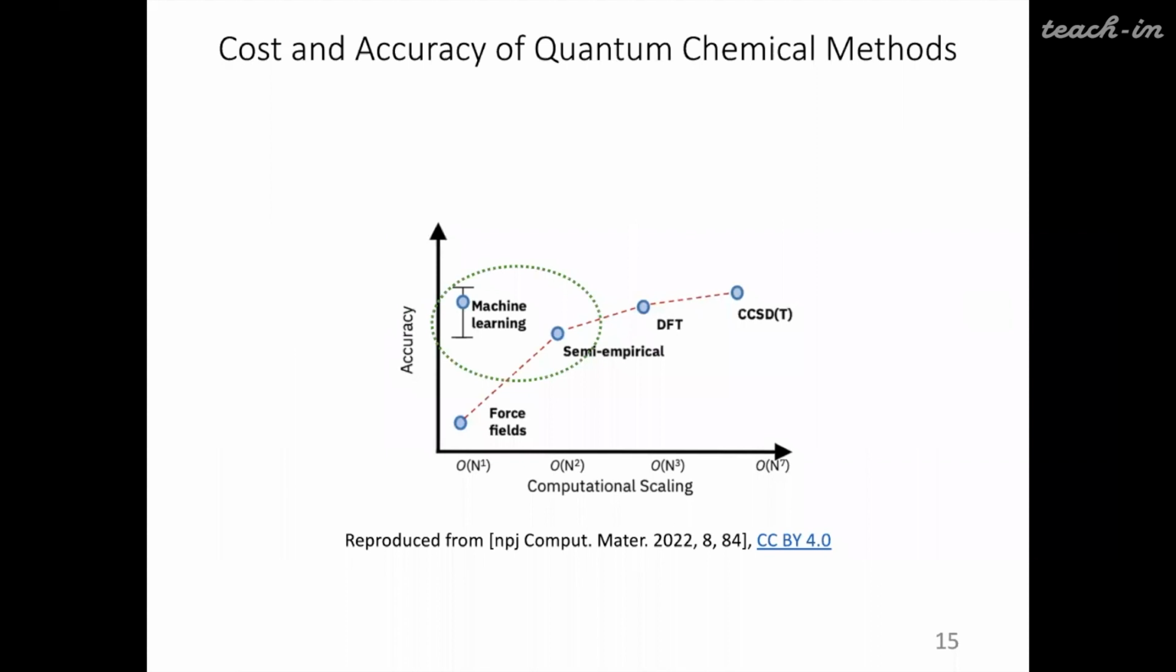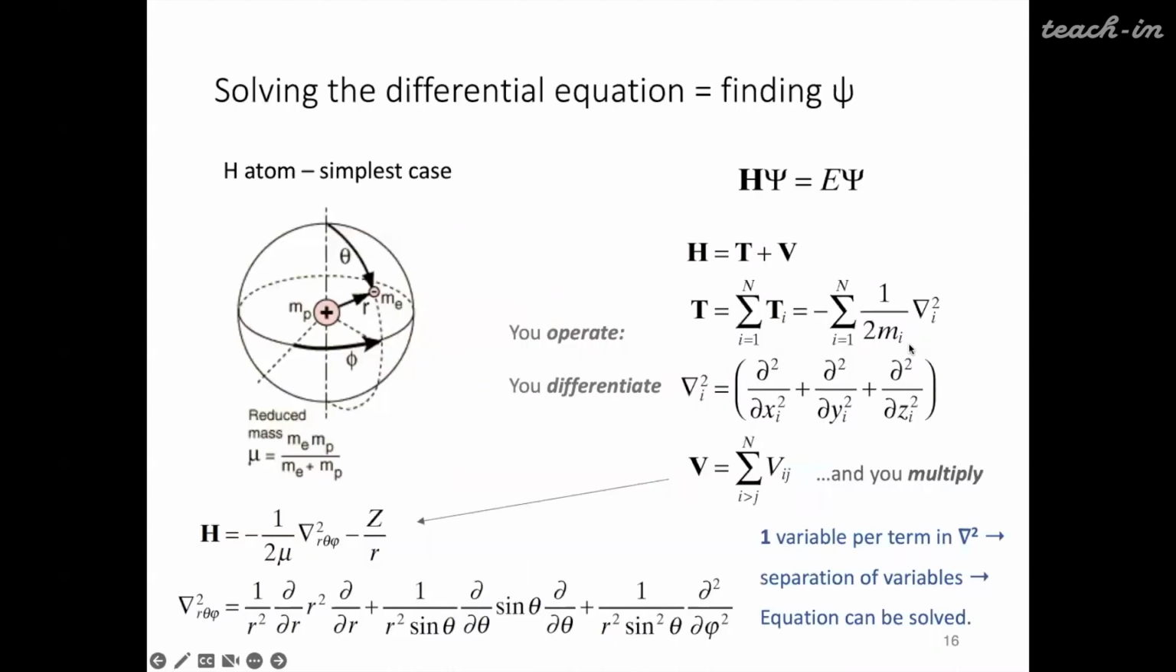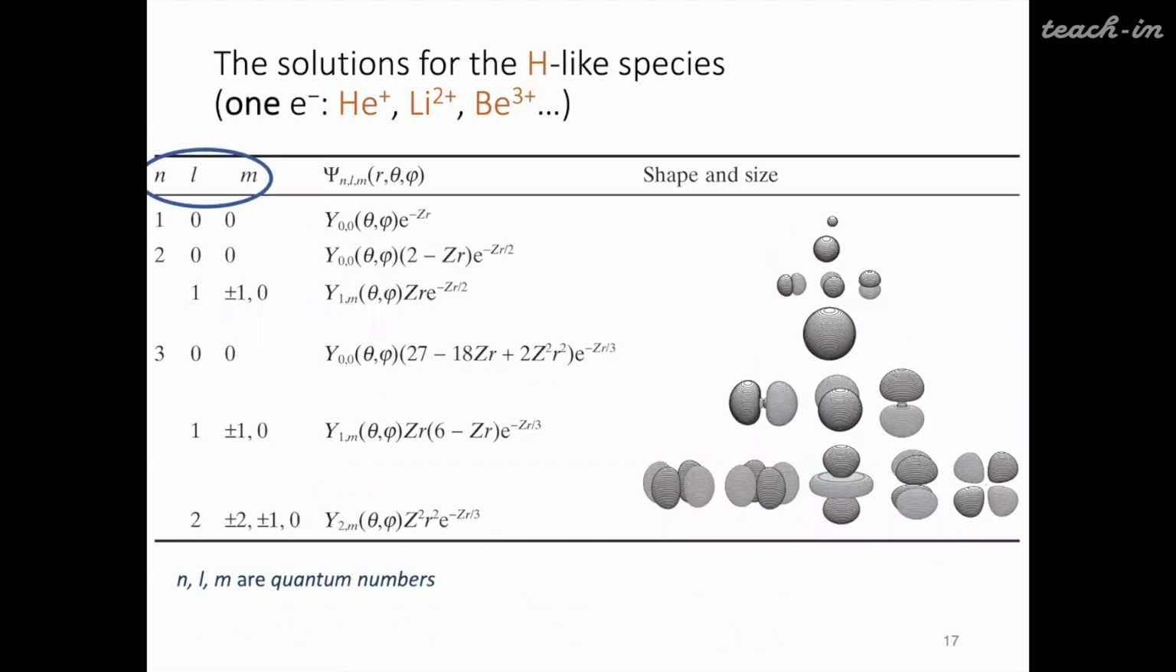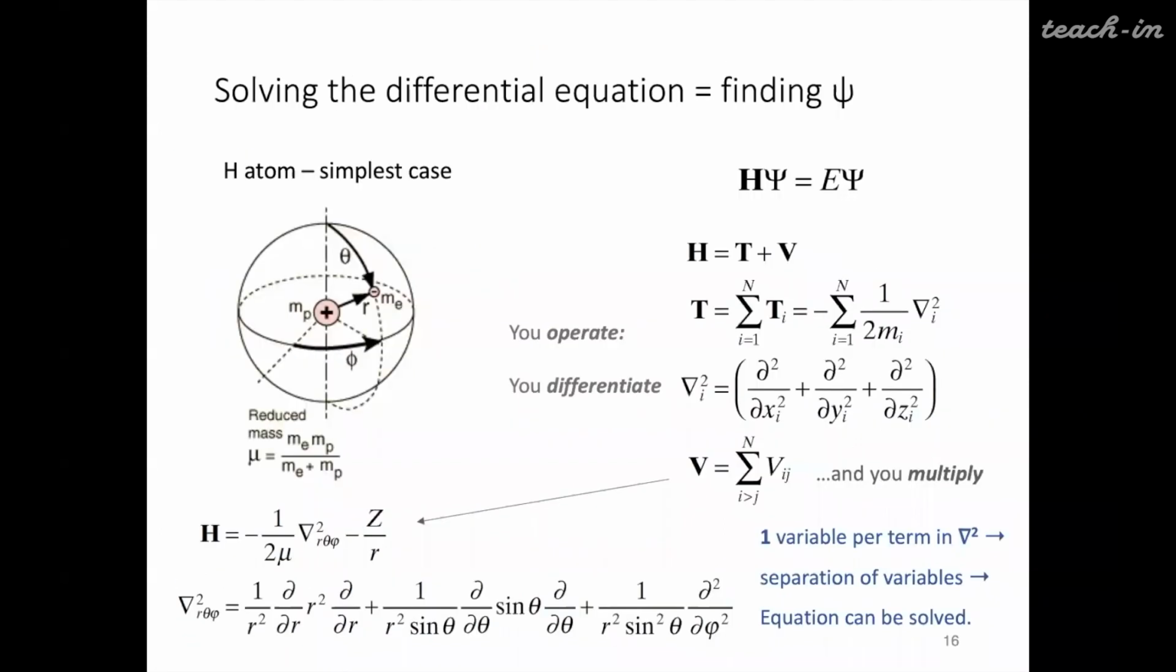In the course, we are going to discuss mostly machine learning approaches. However, we are going to discuss the so-called semi-empirical methods as well. And in particular, one semi-empirical method that is called GFN2-xTB.